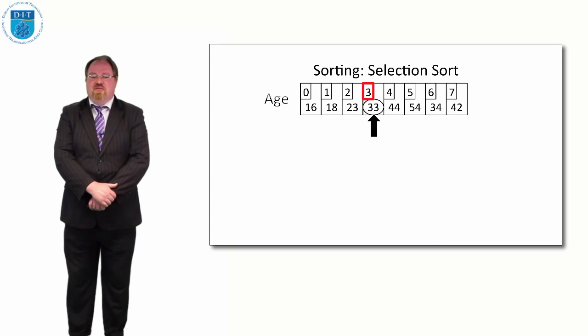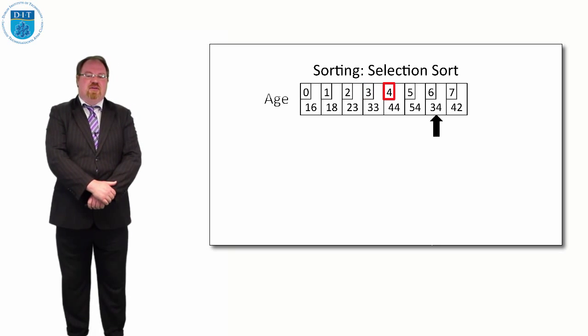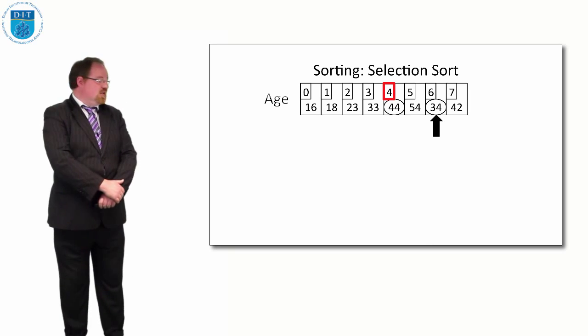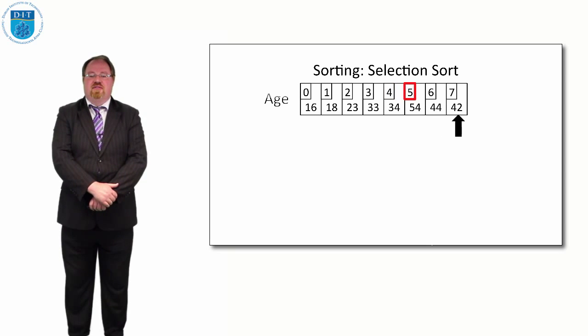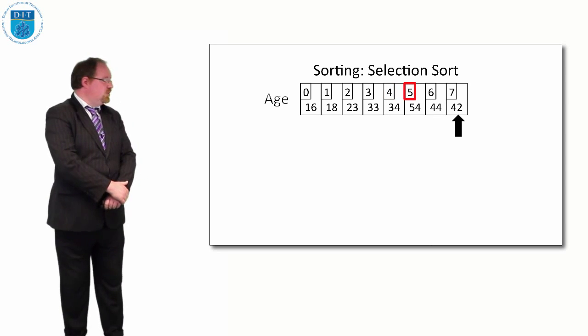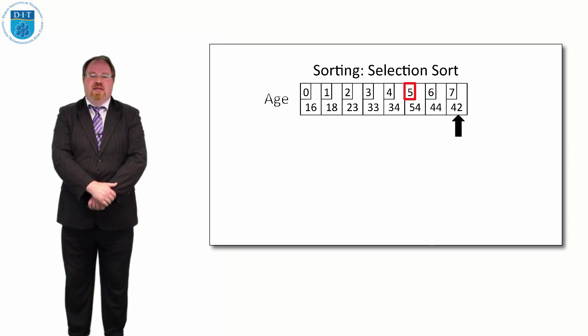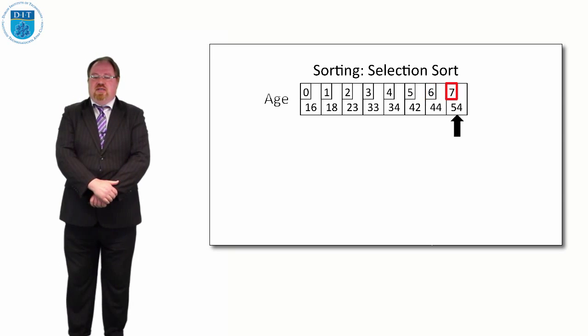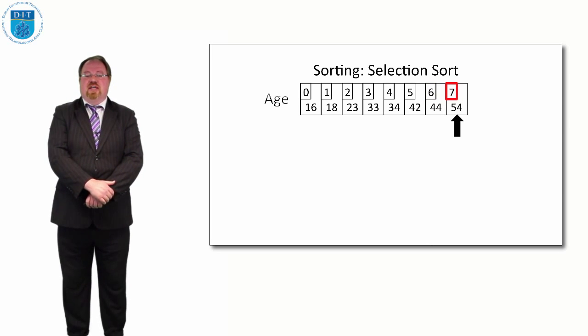Fifth value, position 4, it's the number 34, so we swap 44 with 34. The sixth value across, position 5, is 42, so we swap 42 with 54. Seventh value across is 44, it's in the correct position, and then the eighth value is 54 and it's in the correct position. So that's the whole array sorted.